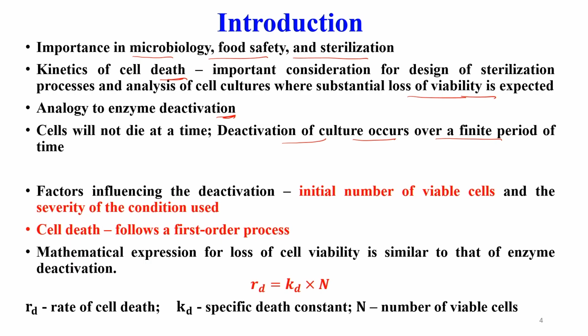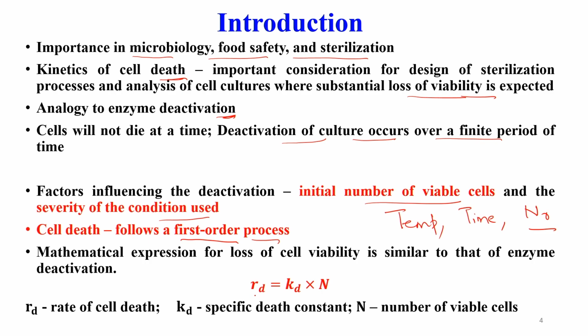Now, what are the factors which are going to affect it? What is the initial number of the cells, and what is the condition for the sterilization? Particularly if you are talking about thermal sterilization, then we say what is the temperature, how much time is given for the sterilization, and what is the initial number of viable cells. And the cell death follows first order kinetics.